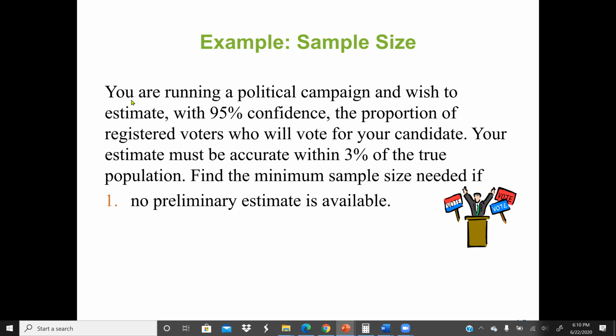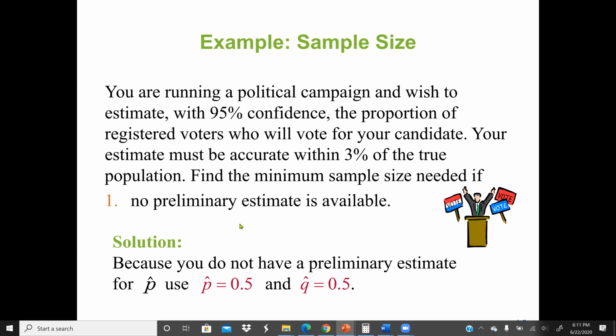In the example given here, they say you are running a political campaign and you wish to estimate with 95% confidence the proportion of registered voters who will vote for your candidate. Also, your estimate must be accurate within 3% of the true population. Now the question says we should find the minimum sample size needed if no preliminary estimate is available. Because you do not have a preliminary estimate, we can say P hat is 0.5 and Q hat is 0.5.